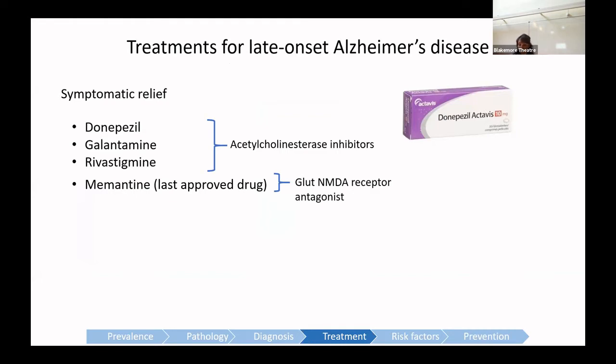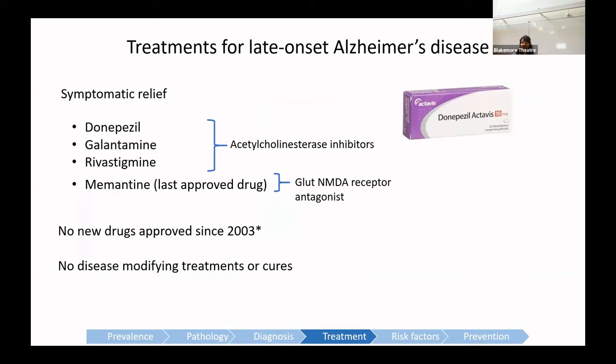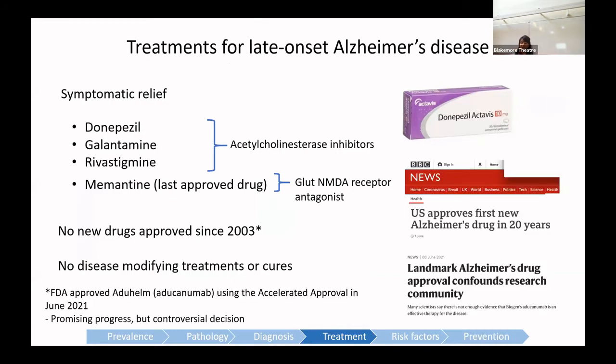So at the moment there's no drug that is disease modifying or a cure. And I've put a little star up there just to indicate that recently, just this year in June 2021, the FDA approved a new drug using the accelerated approval pathway. Everyone was really excited because this was the first drug to pass through approval since 2003. So it's been a breakthrough, capturing all the headlines and all the news outlets everywhere.